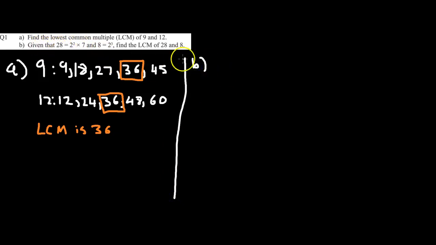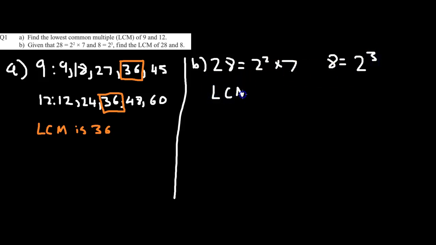Given that 28 equals, let's just write this out, 2 squared times 7, and 8 equals 2 cubed. What is the lowest common multiple? So here we have to use method 2, which is the prime factor method. So what we do is we multiply the number which is in either one of these. So the highest power of 2 here is 2 cubed. So we take that and 7.